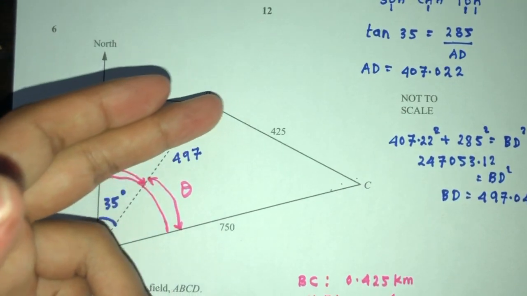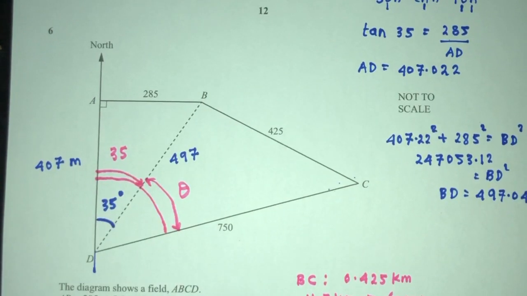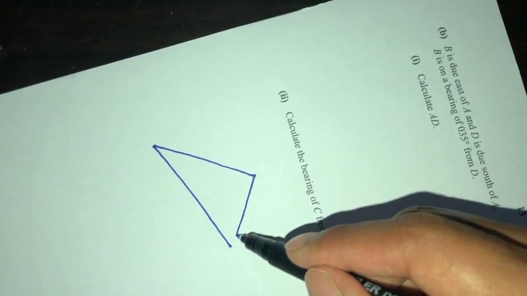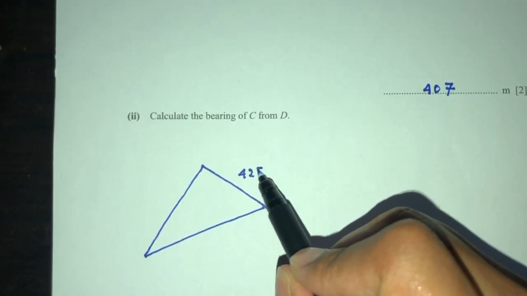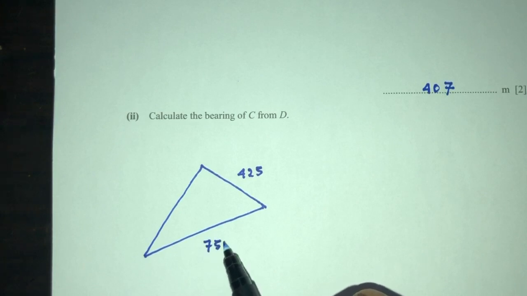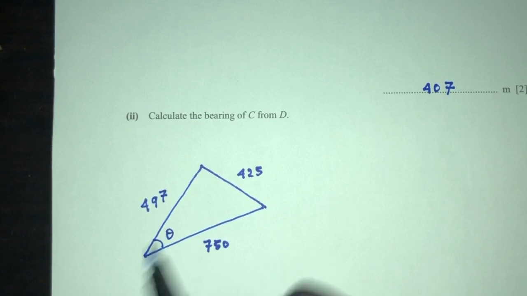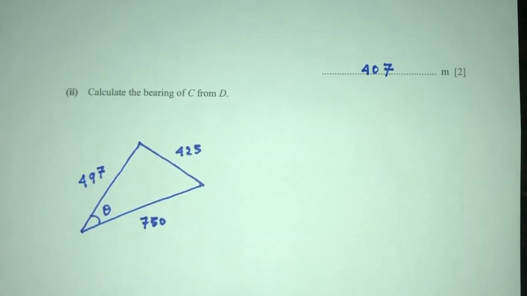Now, we know all the three sides of this triangle, so DBC, this is another triangle. We know all the three sides. Let me draw this here, something like this. Let's draw this as well. There you go. So we have 425, we have 750, and we have 497. And we're trying to find this angle. I call this theta. Now, because we know all the three sides of the triangle, we're trying to find this angle, we can use the cosine rule, right?